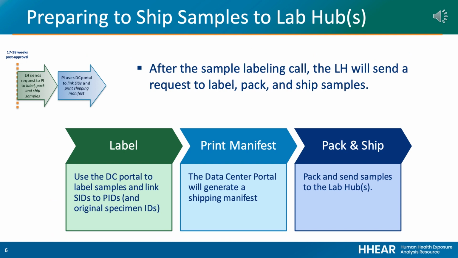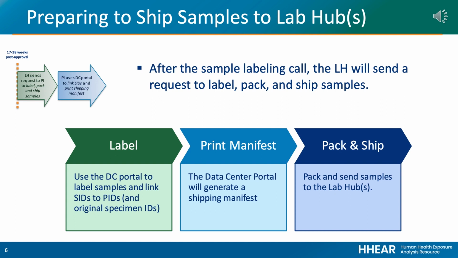After receiving the necessary shipment information and participating in the sample labeling call, the Lab Hub will send a request to label, pack, and ship samples. You will then label your samples. You will use the Data Center portal to label samples and link the specimen IDs or SIDs to the PIDs as well as the original specimen IDs. Each of these steps will be discussed more in following slides.